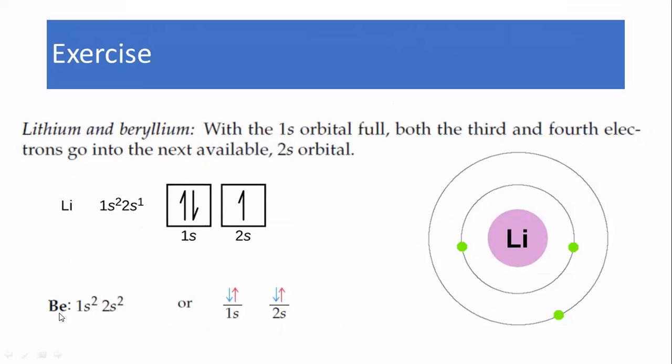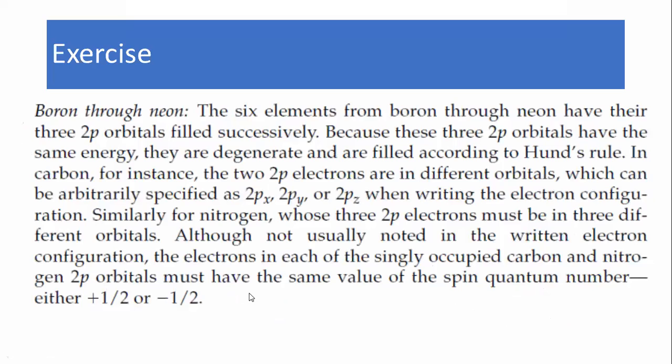So number of protons 4, number of electrons 4. First 1s is filled with 2 electrons, and then the other 2 electrons will go to the second orbital, that is the 2s. So this is the electronic configuration of beryllium.